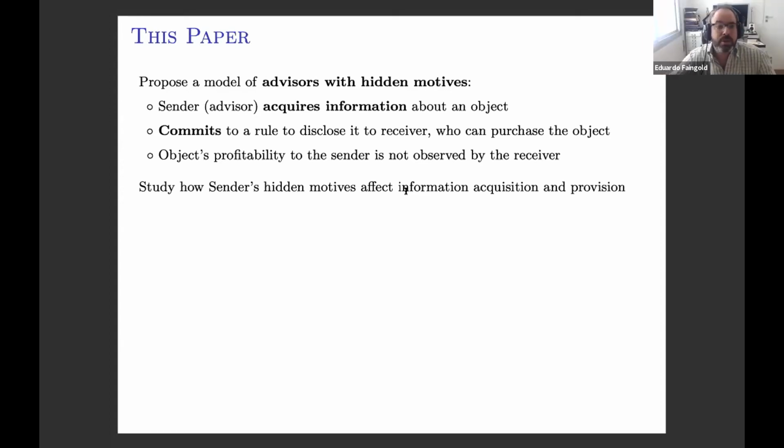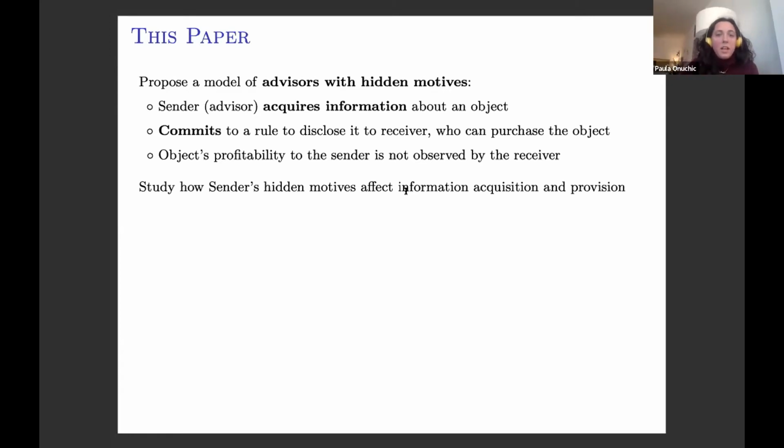Can I ask a question? Does the receiver see anything about the information acquisition by the sender? I mean, they're going to understand what was the signal that was acquired by the sender. I know they won't get to see the information, but will they know whether the sender is acquiring, let's say, more or less information? Yes. Okay, maybe it's too early. Sorry, I'll get to that whenever we get to the model.